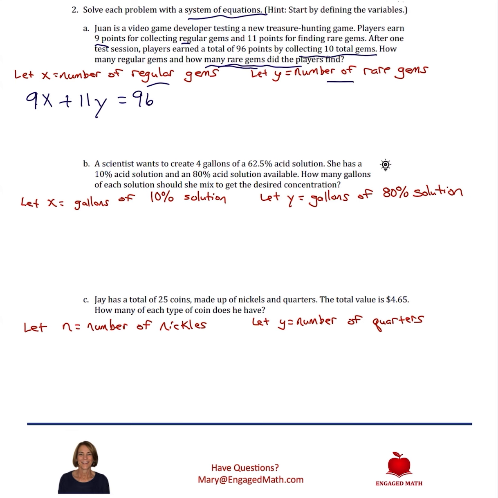All right, but we need two equations because we have two variables. The other equation, we have to use the other number in the word problem, 10. 10 is the total number of gems we find. So the total number of gems is the total of the rare plus the regular. So x plus y is equal to 10.